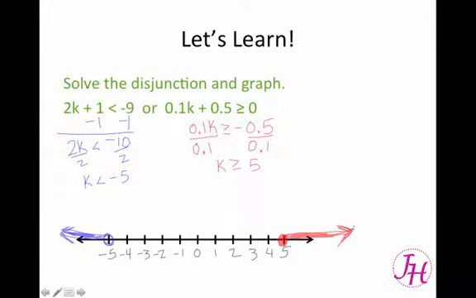So you'll notice for a disjunction, our lines never intersect at all. Remember, an open circle means that there's no equal part of the inequality, and a closed circle means that it can also be equal to.